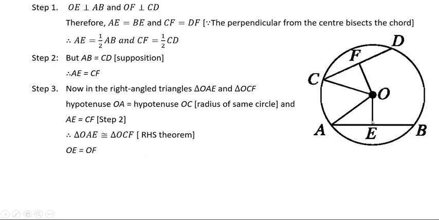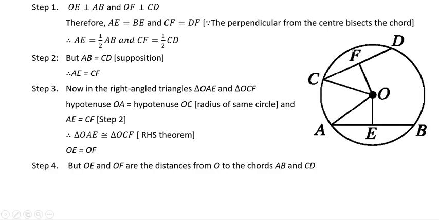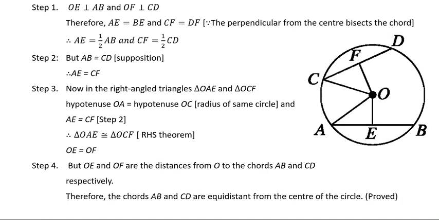That is, OE and OF are equal, but OE and OF are the distances from O to the chords AB and CD respectively. Therefore, the chords AB and CD are equidistant from the center of the circle.